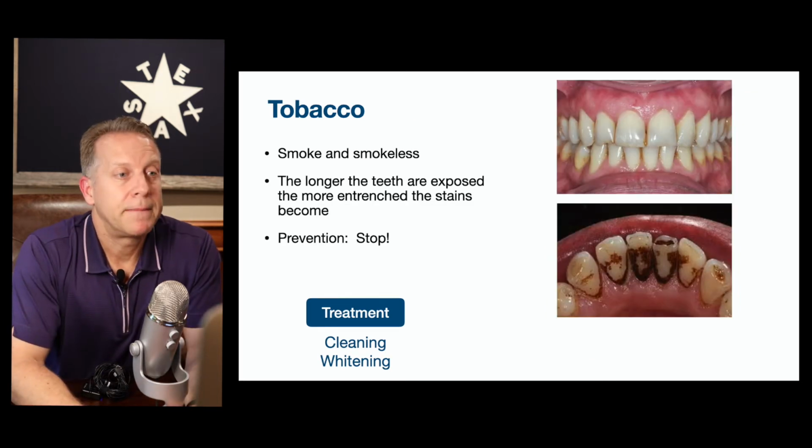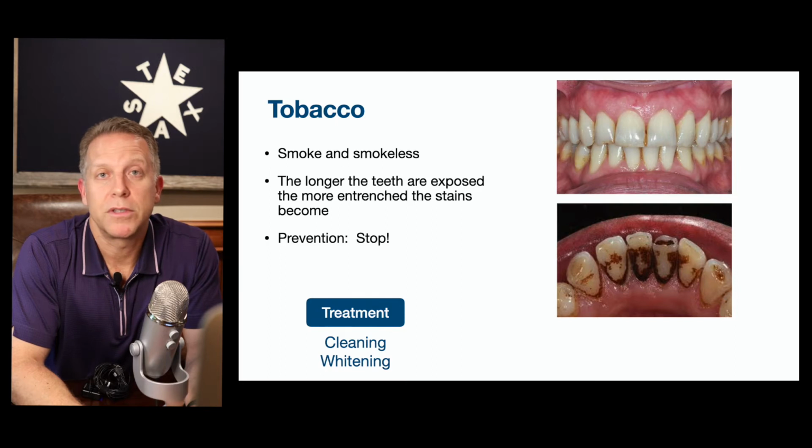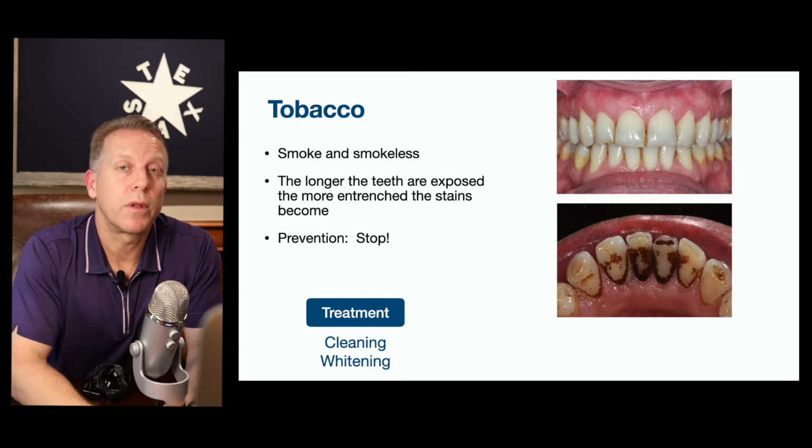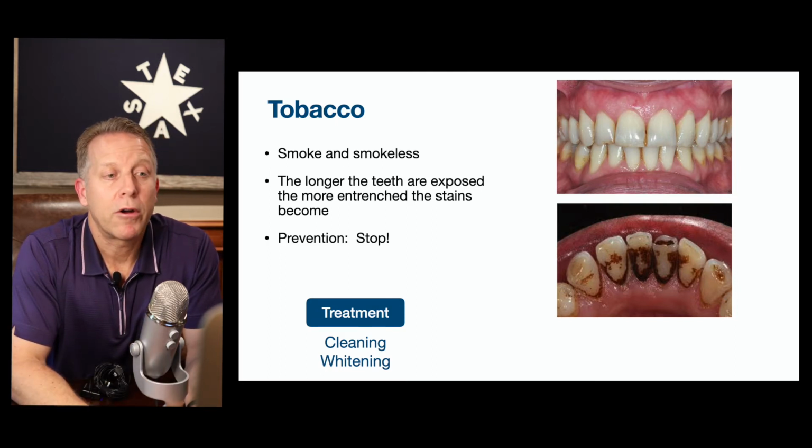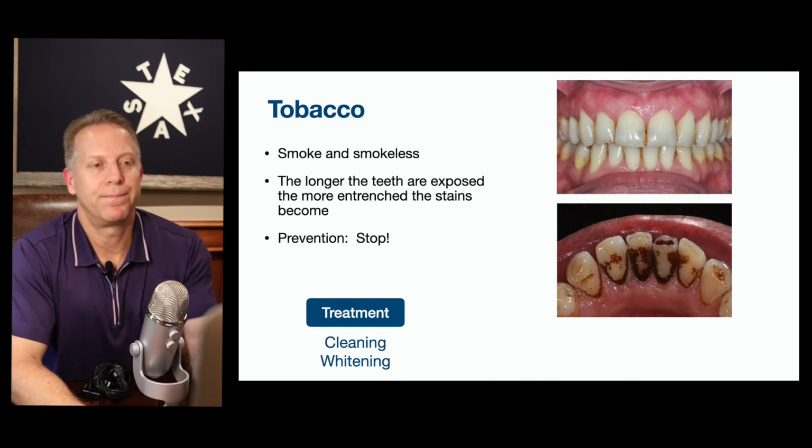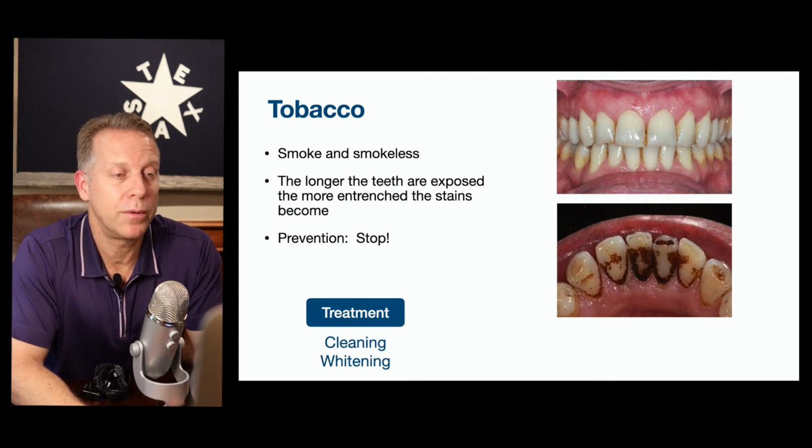Tobacco. That's something else. It's going to be generalized, and it is going to be some kind of external factor. We all know this is just from smoking, whether it be smoking or smokeless tobacco, either one. The longer the teeth are exposed, the more the stains are going to become entrenched. How do you prevent this? Well, you stop. You just stop tobacco use. It's not good for you generally.